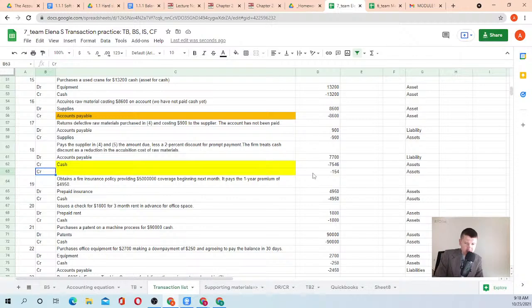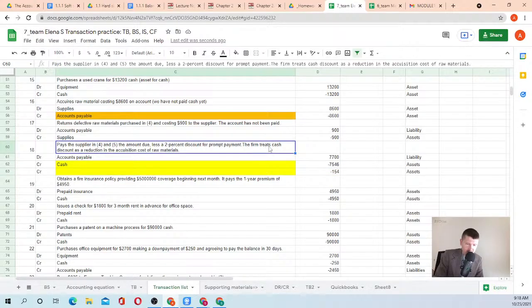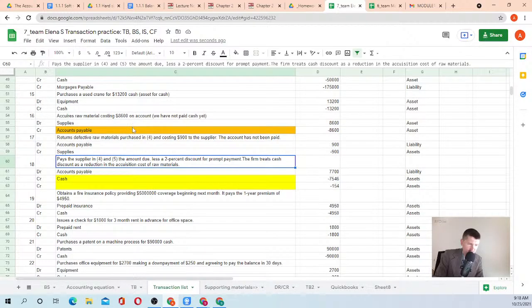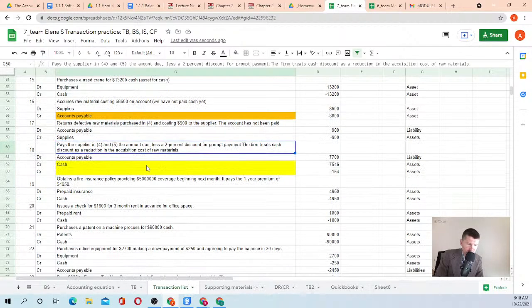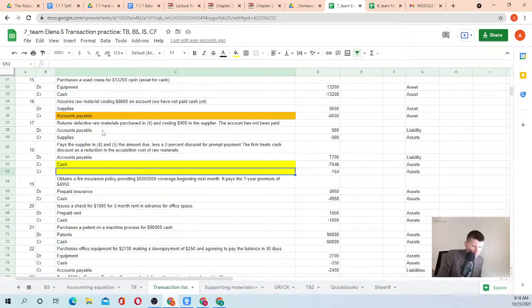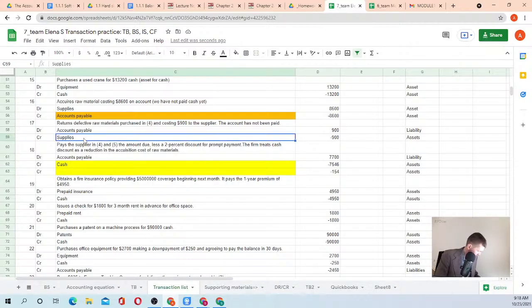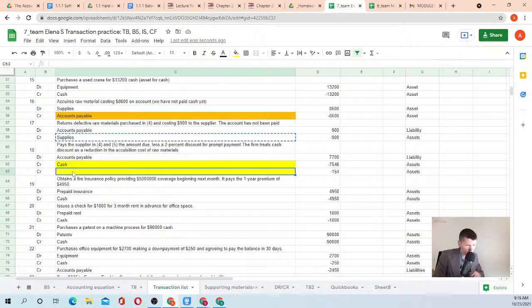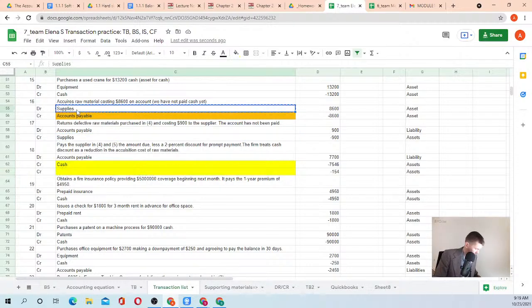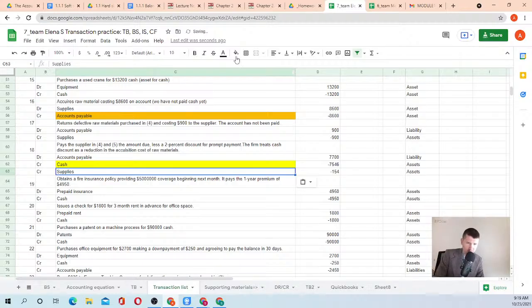And we need to credit the difference somewhere, and the difference credited, as we have here in the task, the firm treats cash discount as a reduction in the acquisition cost of raw materials. Since we still have the raw materials on our balance sheet, we just credit supplies. So Elena used the supplies account. Yeah, supplies. That's correct. Supplies account. I will highlight it here.